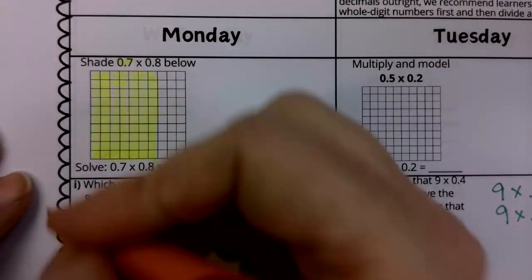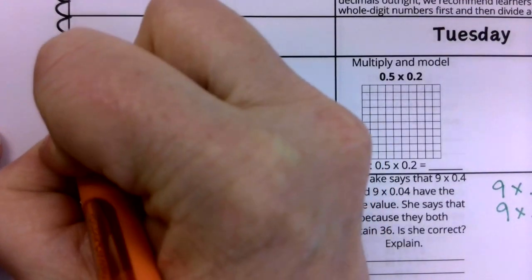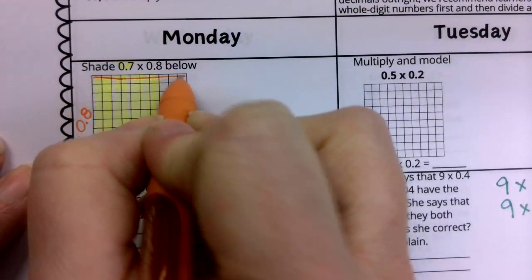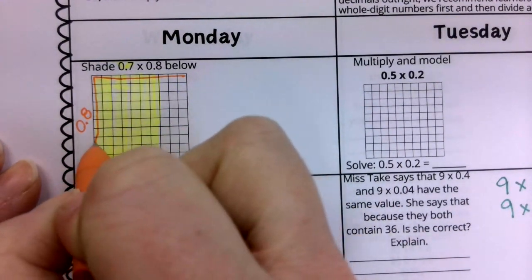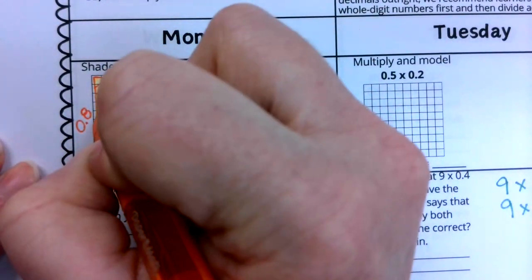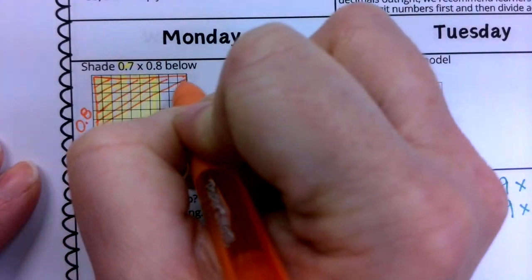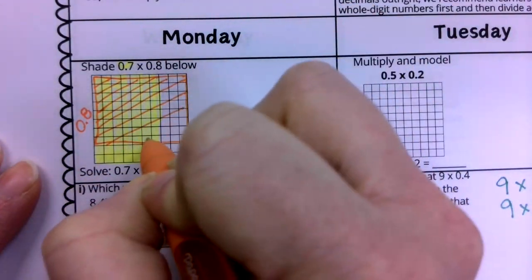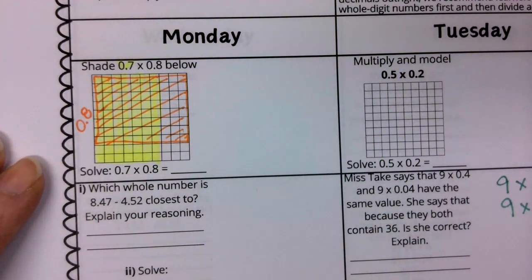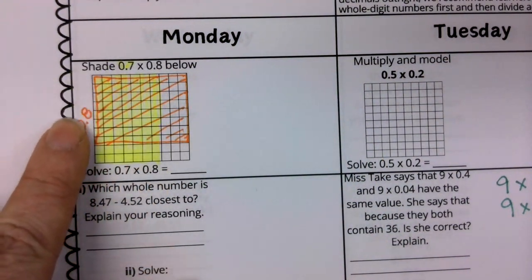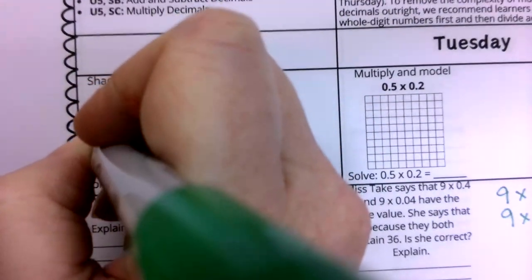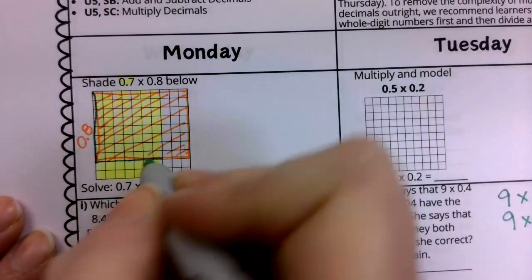Now, boys and girls, I'm going to model my second factor, which is 8 tenths. I'm going to model that by shading 8 out of 10 rows. When I shade these 8 out of 10 rows, and now compare that to what I'm seeing with the 7 out of 10 columns, I can clearly see where the answer lies. The answer lies in this section because I have overlap.